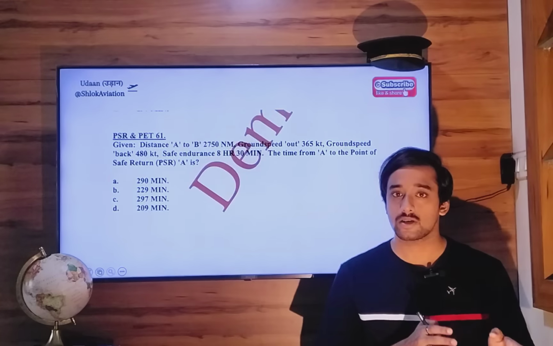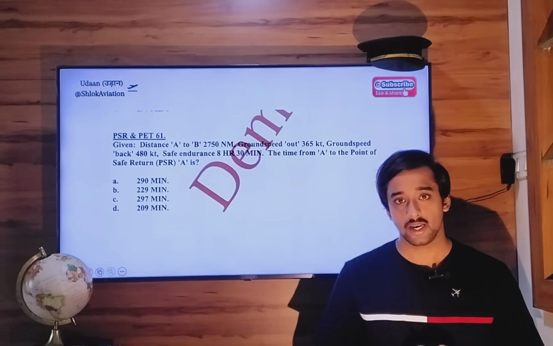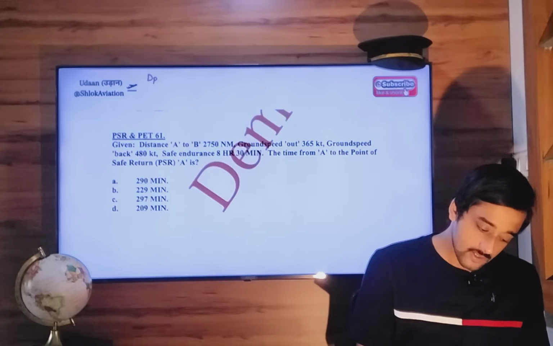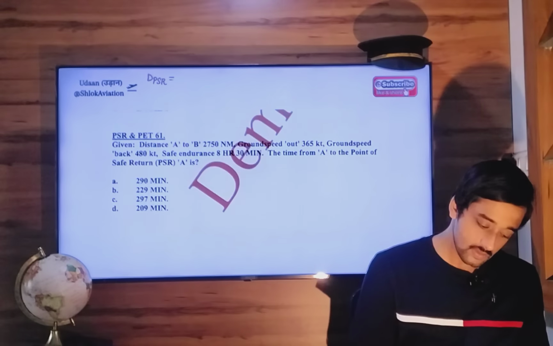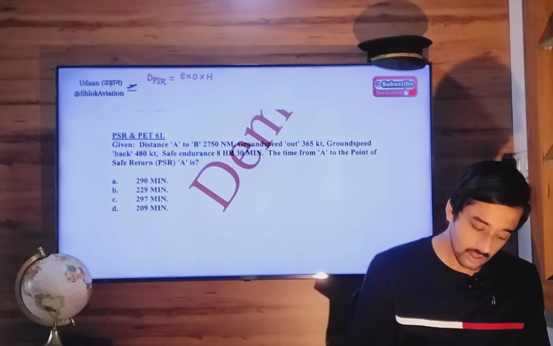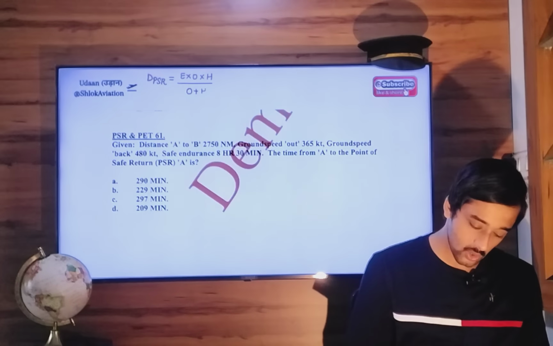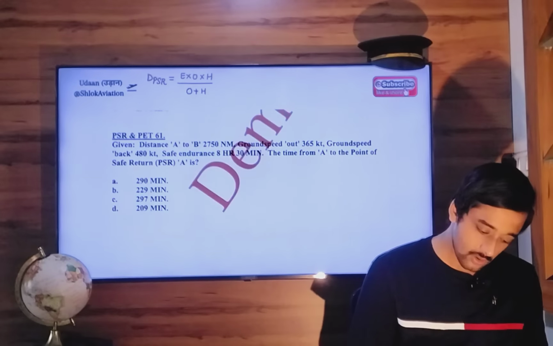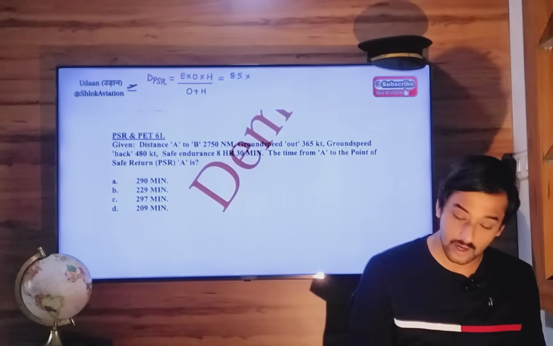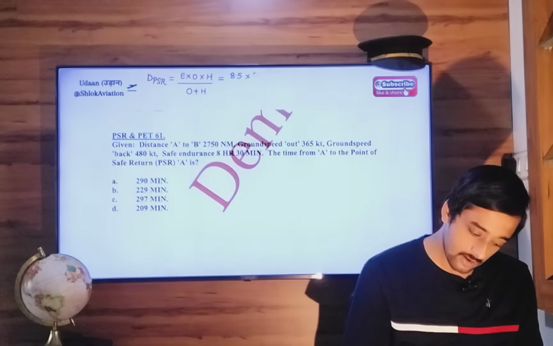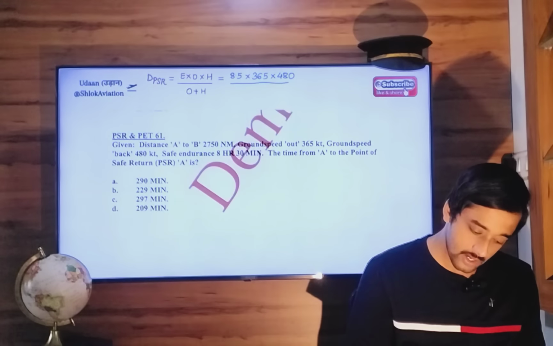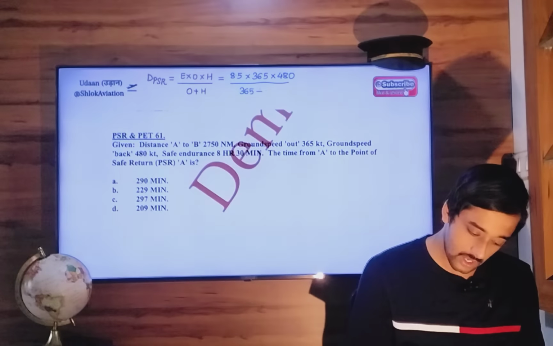So before finding out the time, we must first find out the distance. So distance to the point of safe return equals endurance into outbound speed into homebound speed divided by outbound plus homebound. What is endurance here? Endurance is 8 hours 30 minutes, so 8.5. Outbound 365, homebound 480, divided by 365 plus 480.